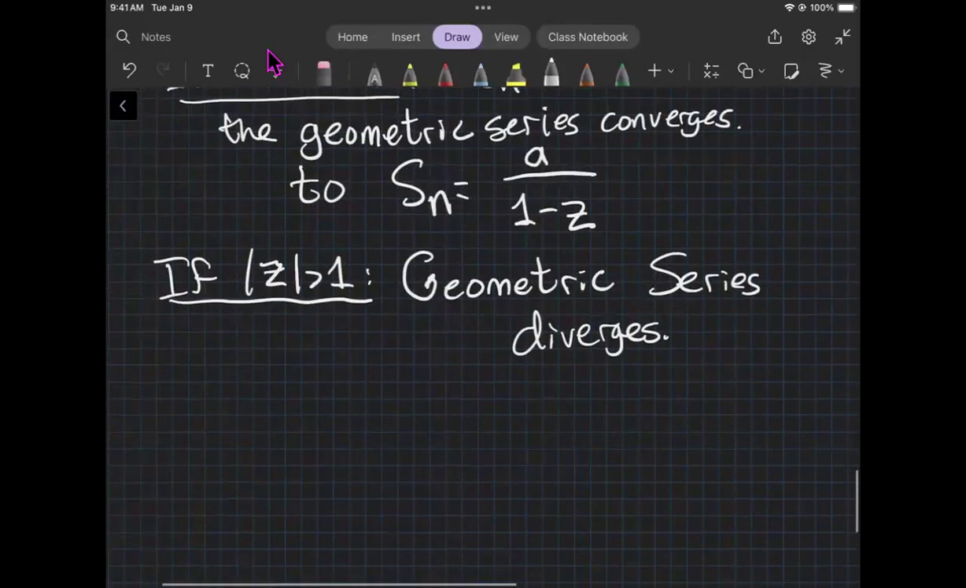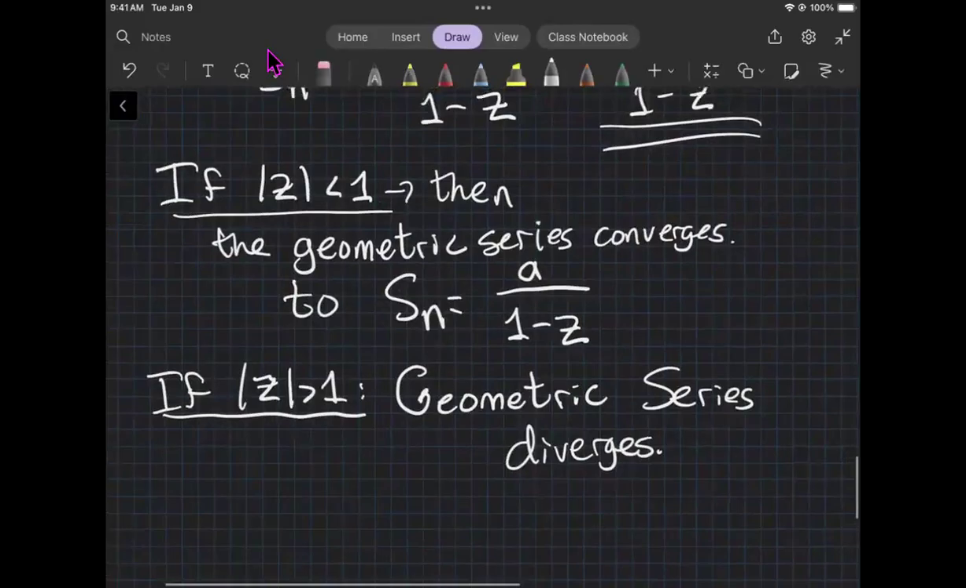The length of z can't equal 1, right? So these are the two cases. If the length of z is less than 1, then it converges to this real number. And if the length of z is bigger than 1, your series will diverge. Okay?